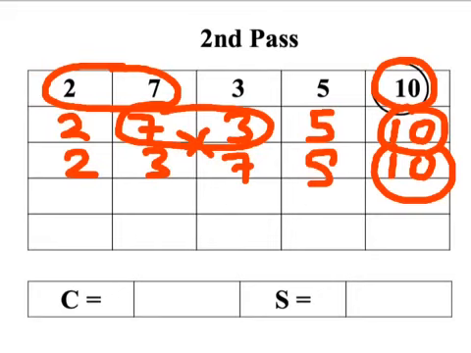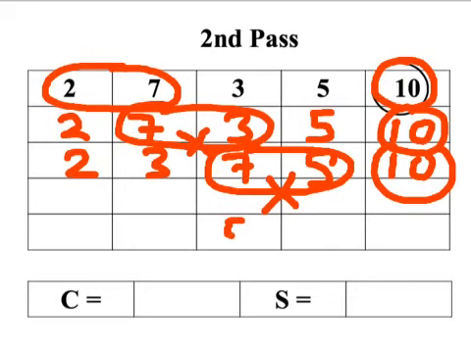I've compared numbers 1 and 2, compared 2 and 3, I compare 3 and 4, and 7's bigger than 5, so I can put my cross to swap them over. So it'll be 5, 7, and just fill the rest of my list in.